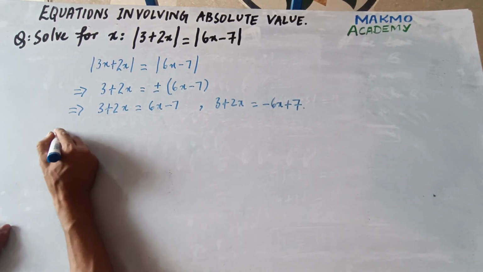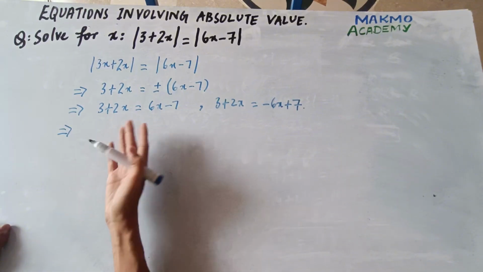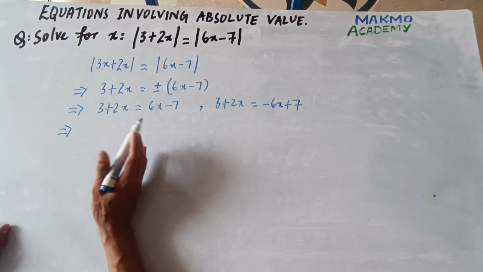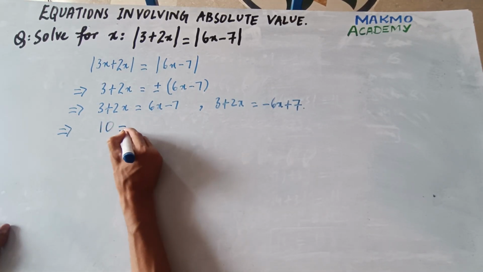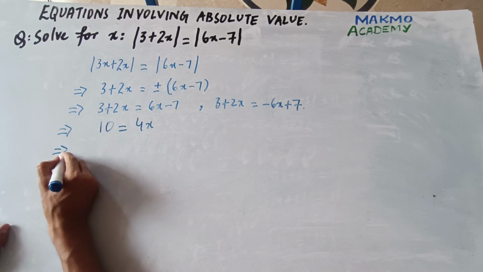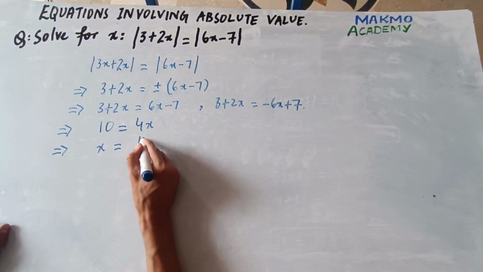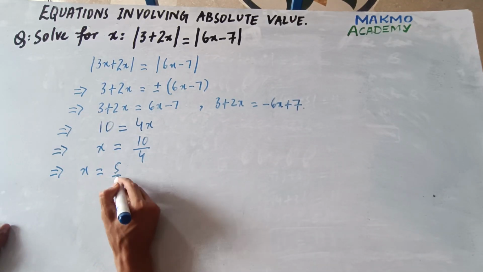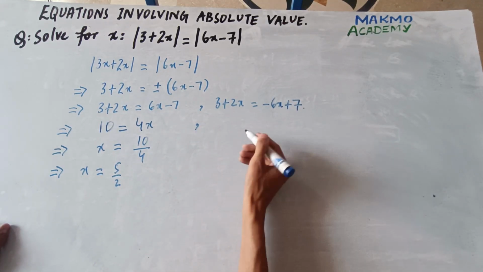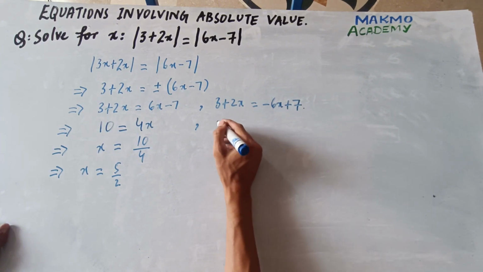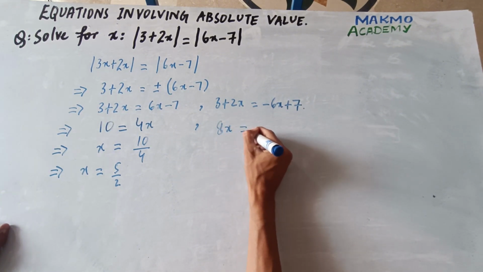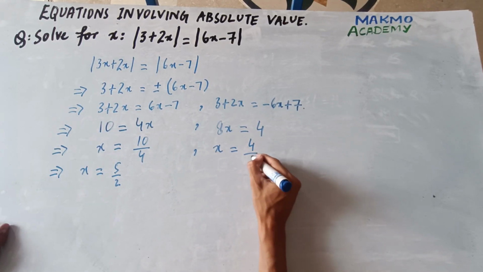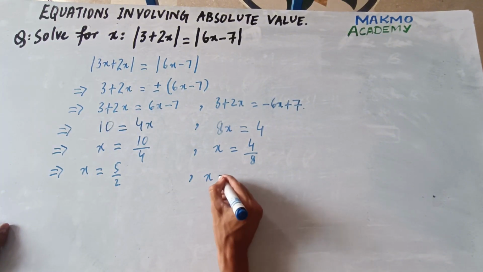So now you can solve it by arranging the like terms on one side. Let's move this 7 over there with 3, so it will become 10, and 2x will go there, so it will subtract with 6x, so it will come 10 is equal to 4x. So finally x is equal to 10 upon 4, or x is equal to 5 upon 2. Similarly over here, 3 will go there, minus 6x will come here, so it will come 8x is equal to 4, and x is equal to 4 upon 8, or after simplification we will get x is equal to 1 upon 2.